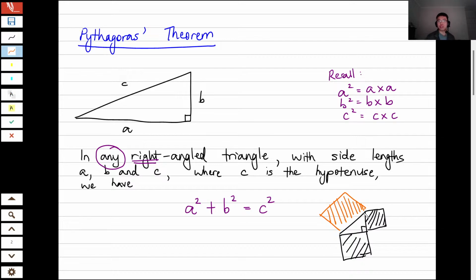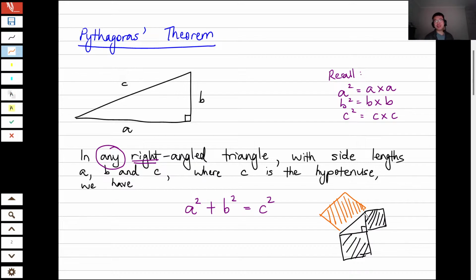So those two black squares, if I take their areas and add them together, once I've combined them, I should get the area of the bigger orange square. Now, that's the claim. I haven't convinced you why this is true. I will talk about this in class.